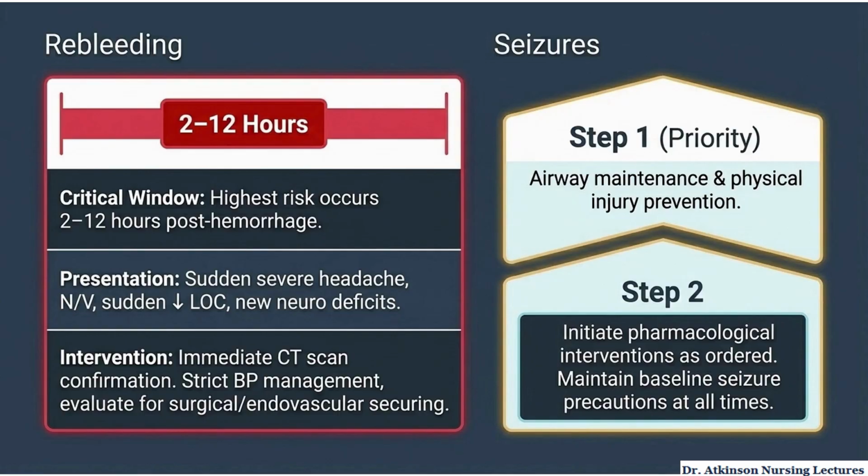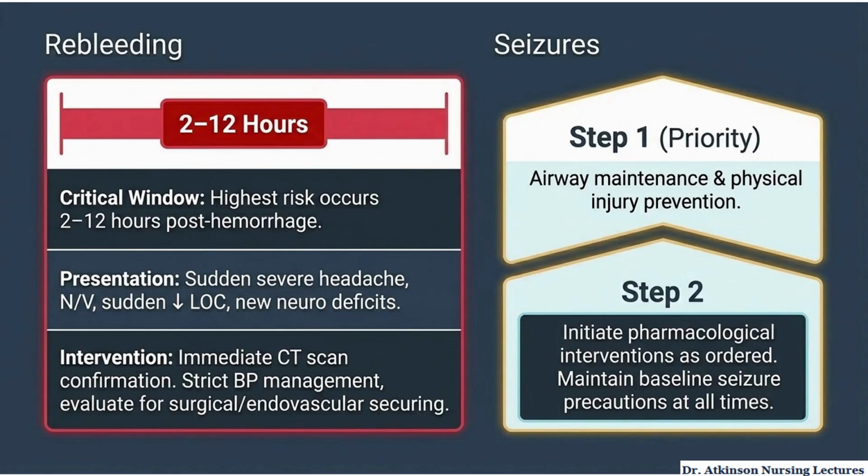Now let's talk seizures. These patients are at high risk because blood is very irritating to brain tissue. Step 1 during a seizure is always airway protection and injury prevention. Protect the patient, maintain oxygenation, and do not try to restrain movements. Then step 2 is medication management as ordered and maintaining seizure precautions continuously.